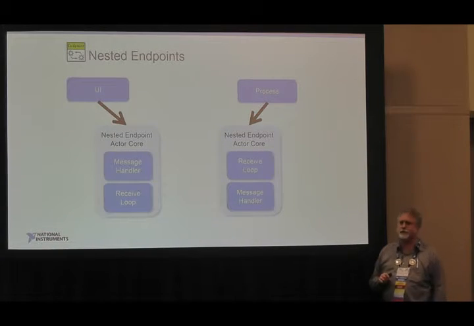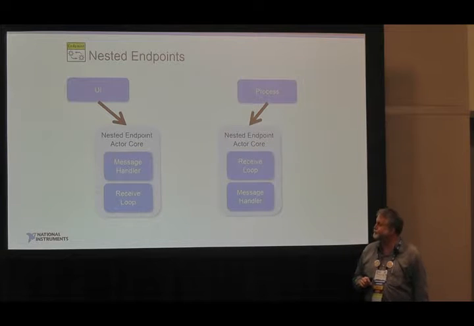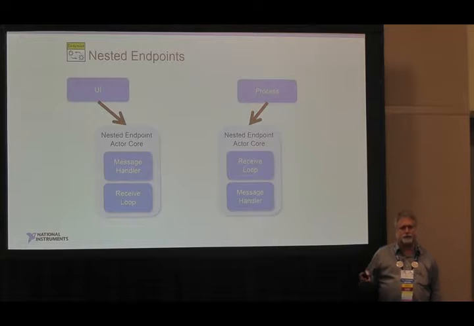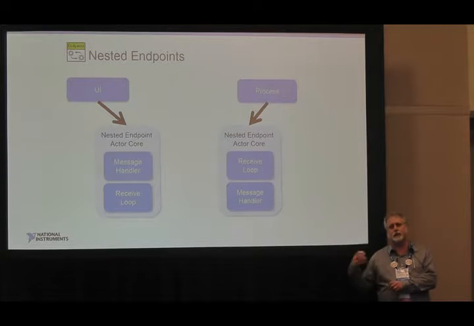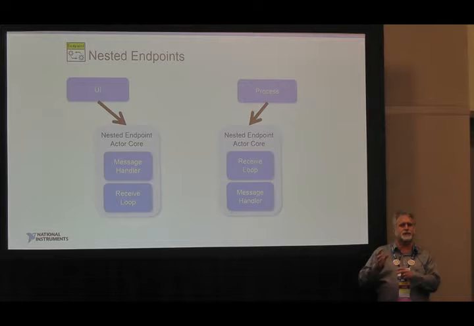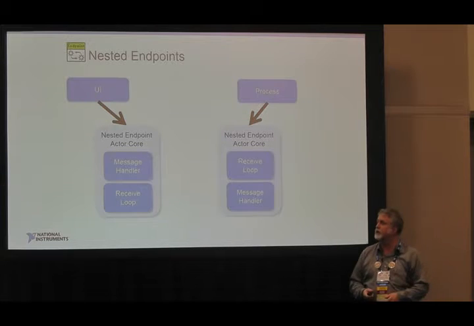Just a little bit of what's under the hood on this. Nested endpoints have an actor core override. The actor core override has the message handler that we all know and love. It adds a helper loop whose job is to receive these TCP packets. That's what we use helper loops for, to take something from outside actor space and translate it back into actor space.